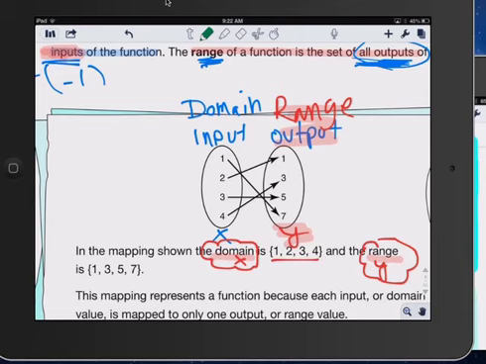Why not? Emily, is it a function or not? For that one. Emily needs to learn, otherwise you guys are going to overlearn. Yes, okay, there's only one output for each input.